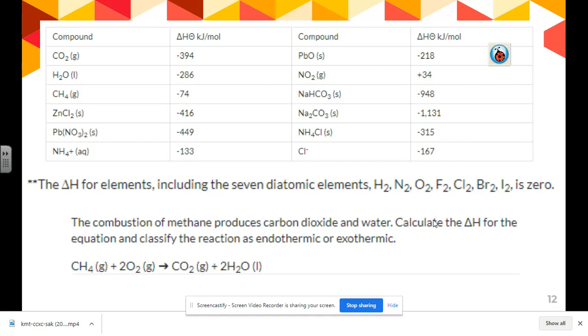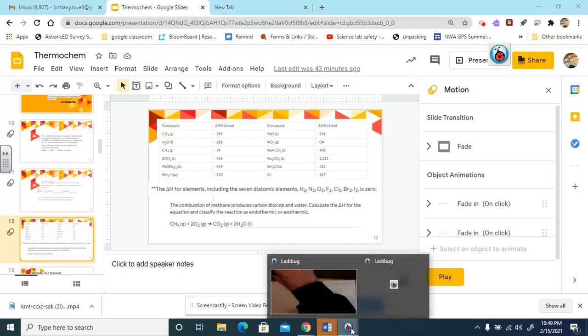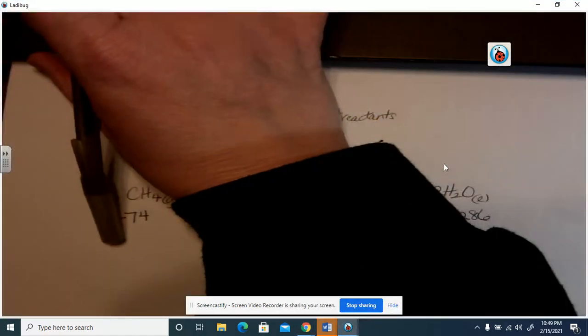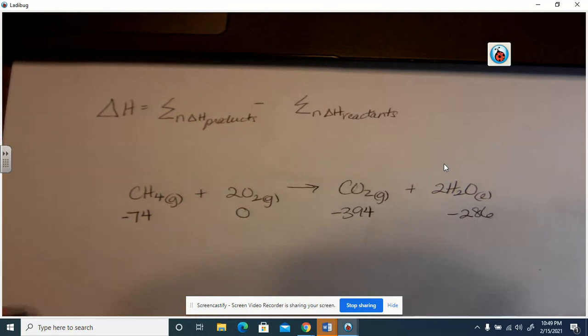Okay, I'm going to switch back over now to the ladybug here so we can look at this together and show you what I've got written down. Okay, here's what I've written down so far. There's my equation that I just copied down from the problem. Here are the values that I copied down from the chart, and I just wrote them underneath. And here's the next thing I'm going to do.